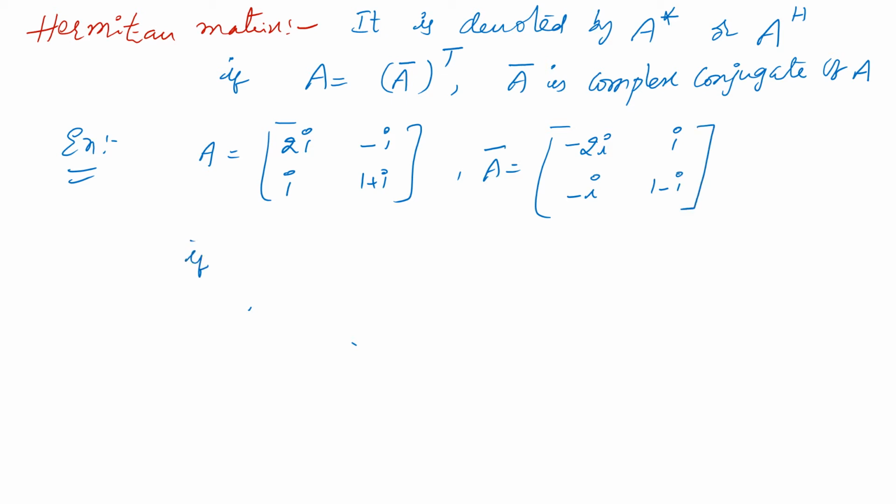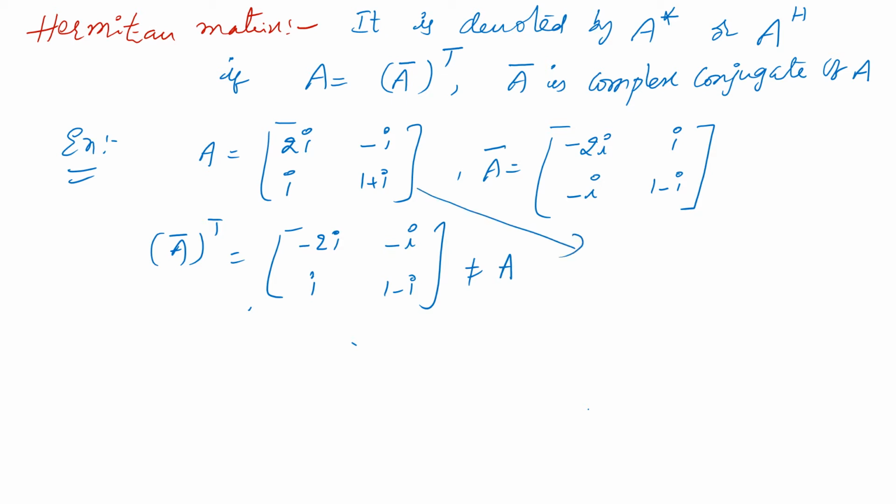Okay, what is this A bar whole transpose? If I take the transpose of this, transpose means first row becomes first column, right, second row becomes second column, minus i, 1 minus i. It is not equal to A, therefore this A is not Hermitian. Hermitian means these two must be equal: A equal to A conjugate whole transpose.